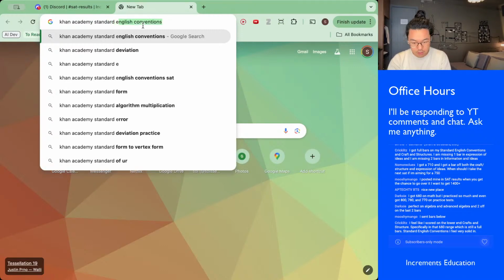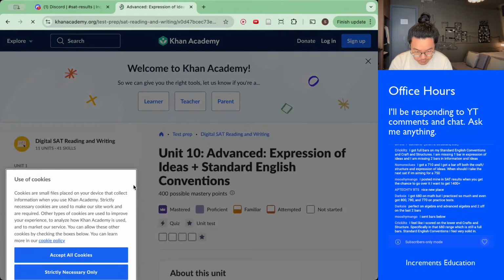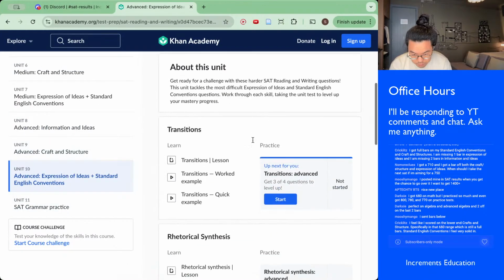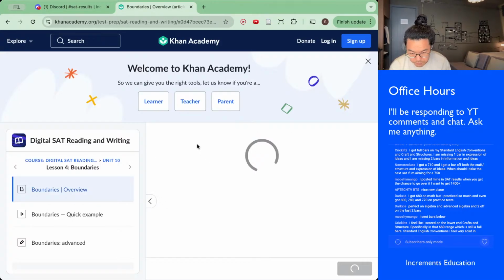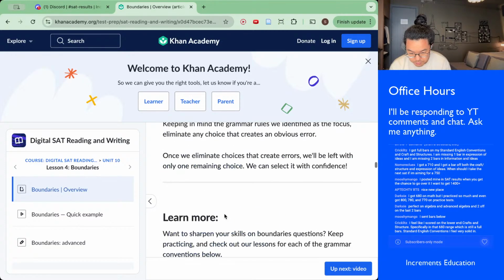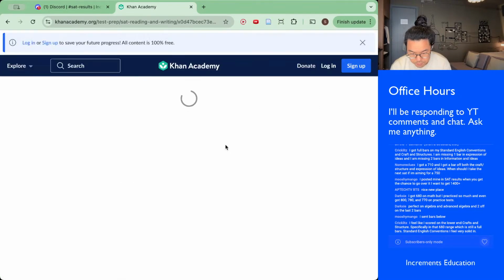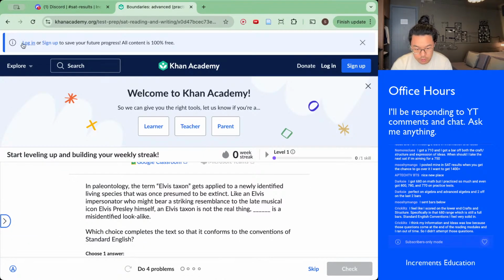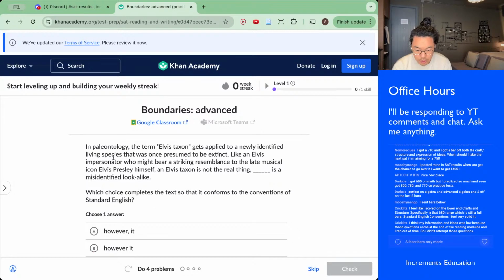Conventions are hard. Let me actually look at a specific example here. Okay, there are so many. I want to just expand this. Okay, here we go. All right.